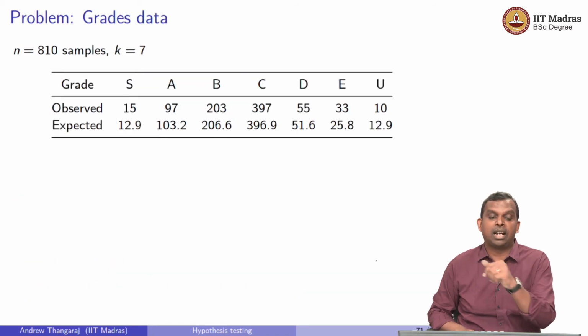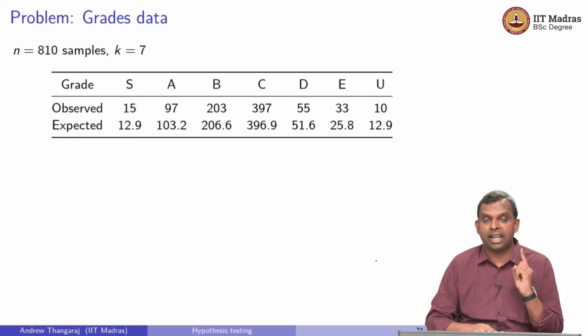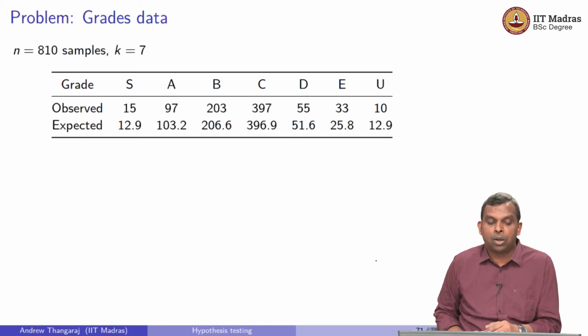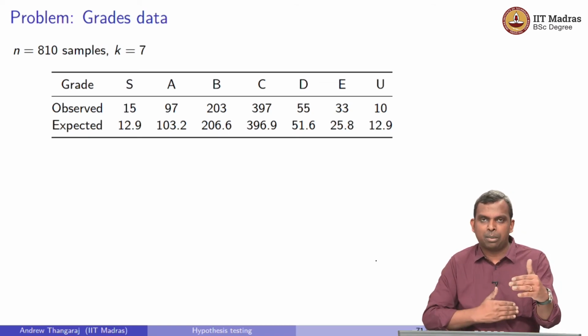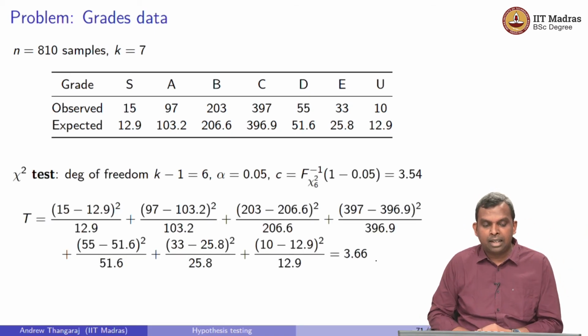Let us see how it applies for our grades data. In this grades data, we have 810 samples and k equals 7. So notice n and k are the only things that play a role there. We have the observed count and the expected count. I put them out separately in 2 tables in the previous slide, and have put them together now to show you how it works. The chi-squared test has degree of freedom k minus 1, which is 6.